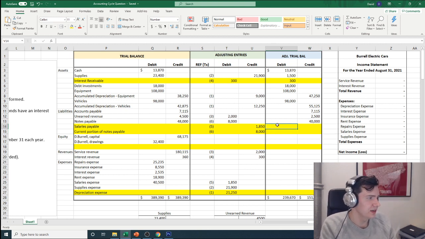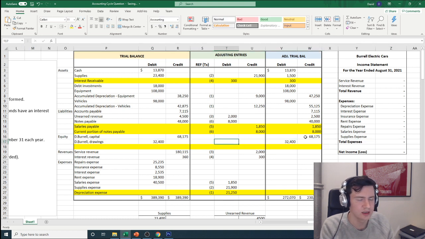So next one, salaries payable. We didn't have anything on the trial balance, so we don't have to worry about that. We just need to take the adjusted amount. Same thing as the current portion of notes payable, which is going to be 8,000. The capital amount is 68,175, and we had no adjustments to that, so same thing, just going to keep that the same. Same thing with the dividends because we have no adjusting entries.